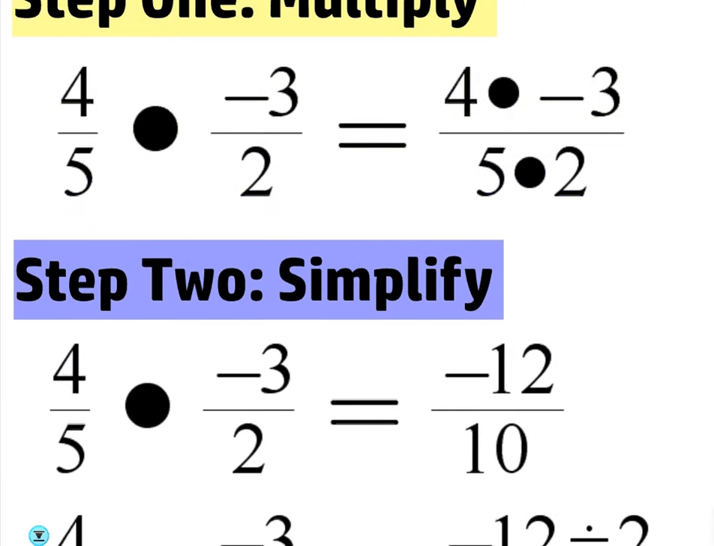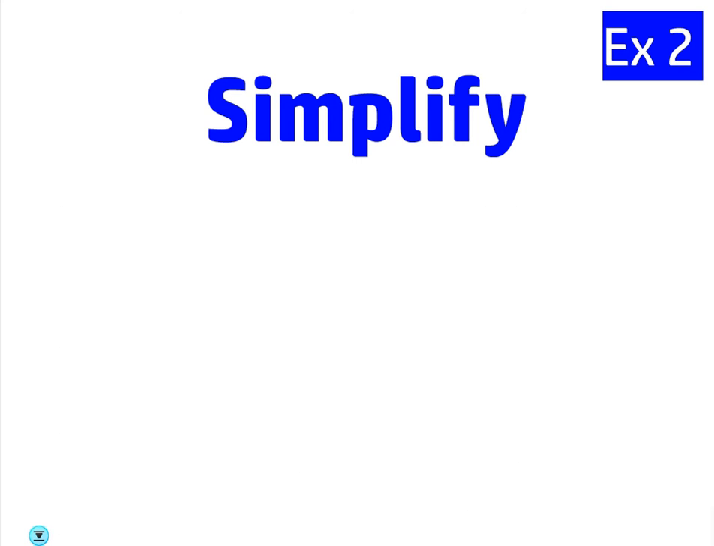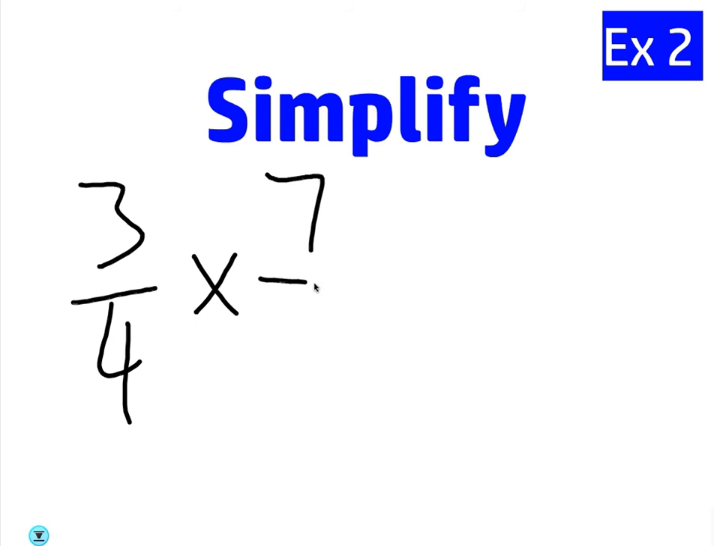Any other questions about that one? Multiply the top, multiply the bottom, simplify. Simple. Let's do another one. We're going to do 3/4. I'll use the multiplication symbol this time. We usually use a dot, but just so you guys can see it, times 7 over 5.